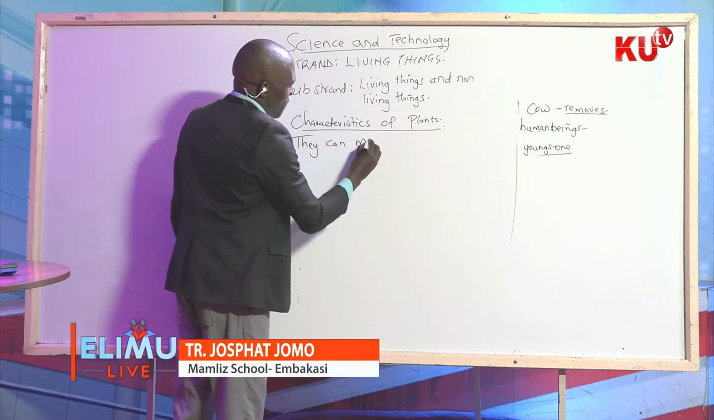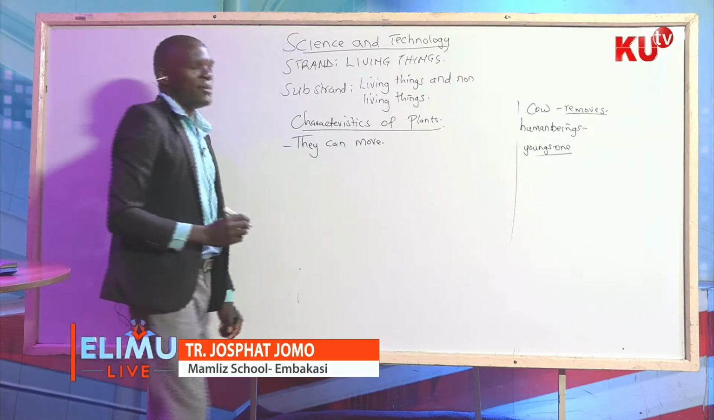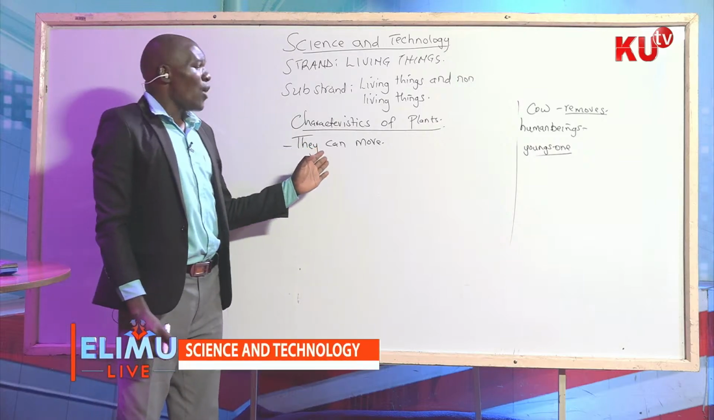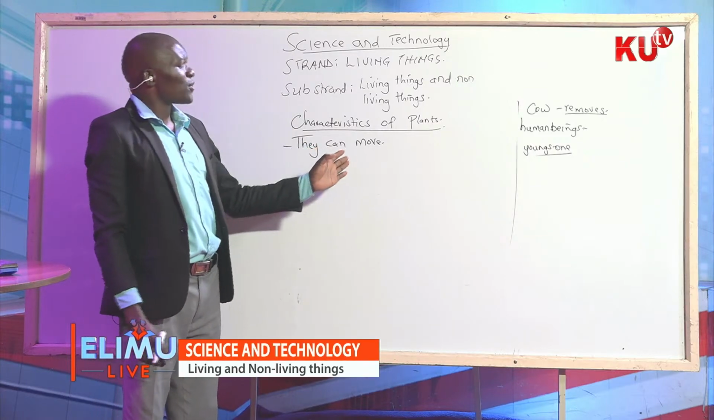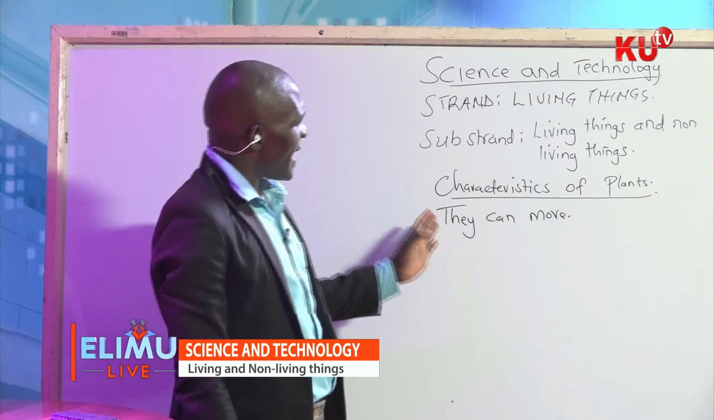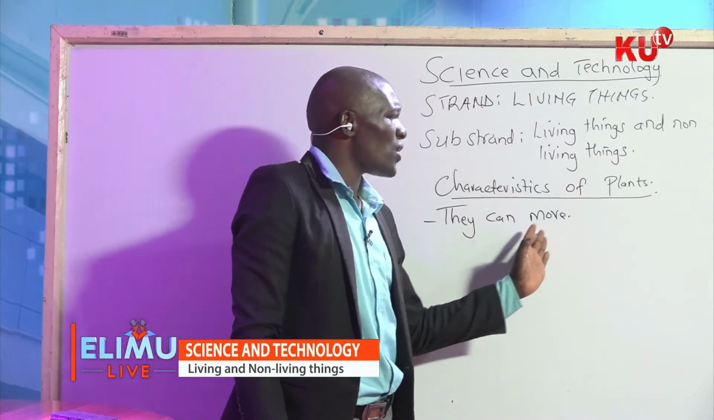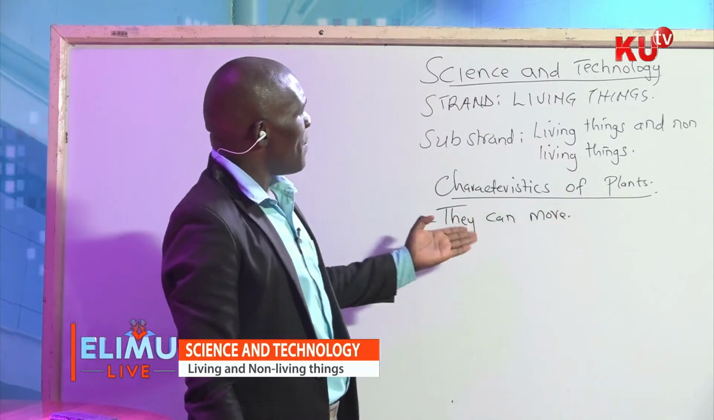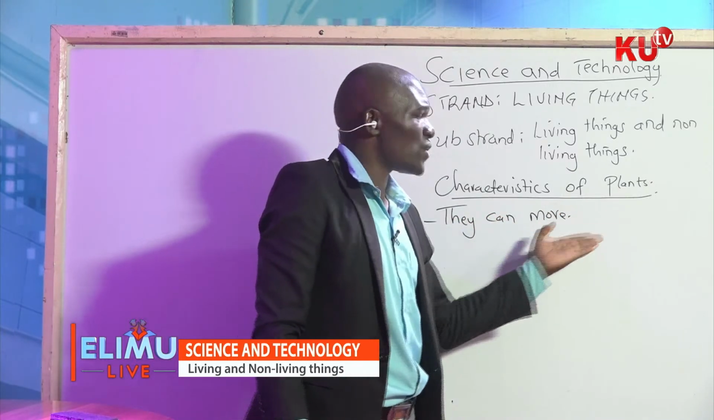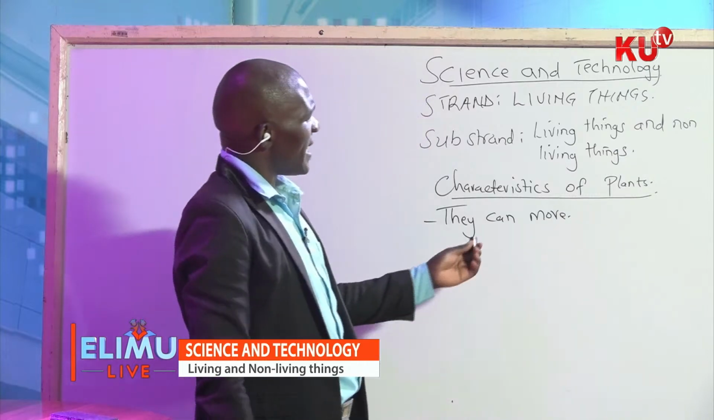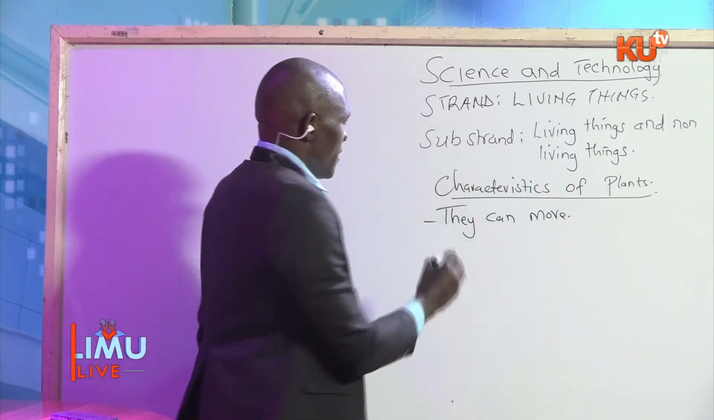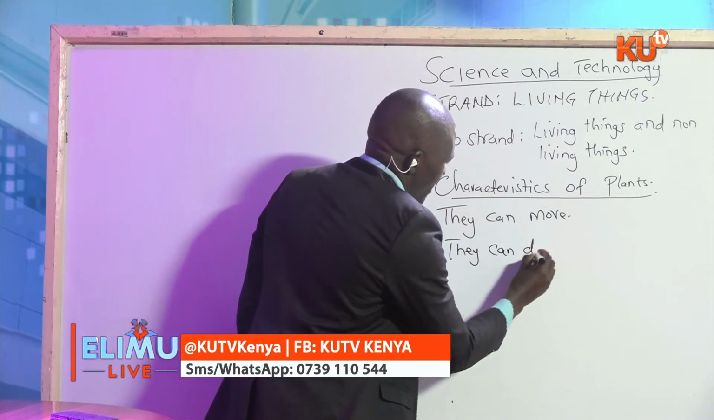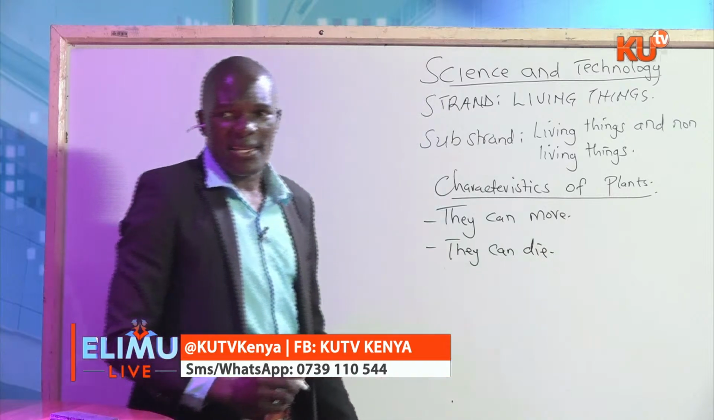Plants can move. How can a plant move? Although they do not have legs to move, whenever an animal or human being passes nearby, they are able to shift this plant from one place to another. And that is why we say plants can move. These plants can also die.